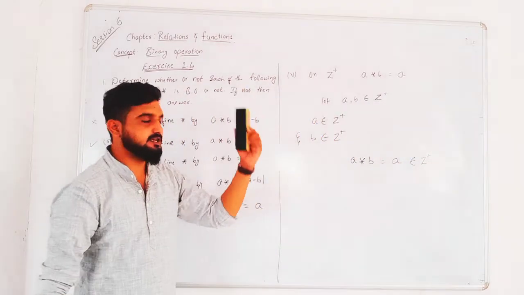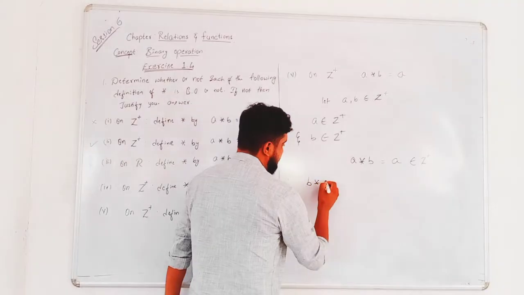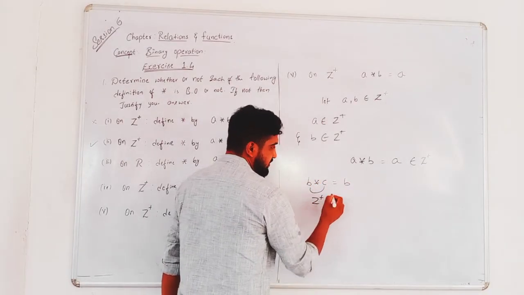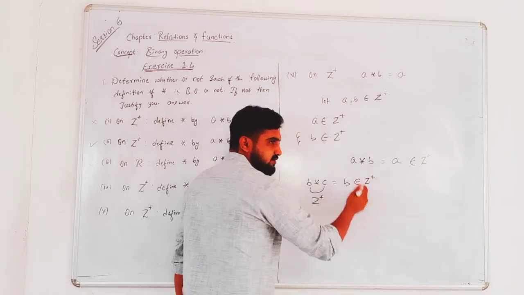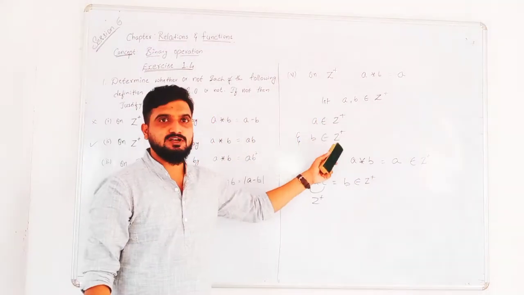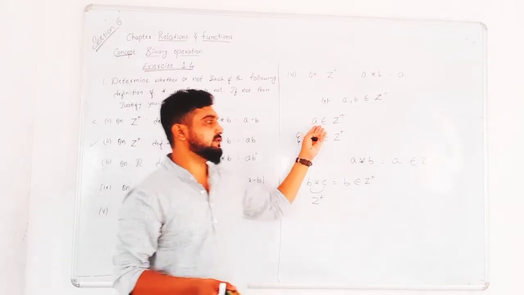If I take b star c, it is equal to b. So these two numbers should belong to Z plus. That means this also belongs to Z plus. So for any number, I have to choose two numbers from Z plus. The answer is the first number.